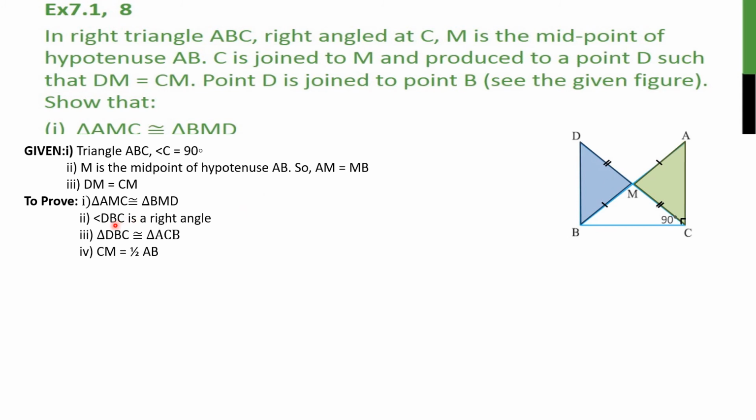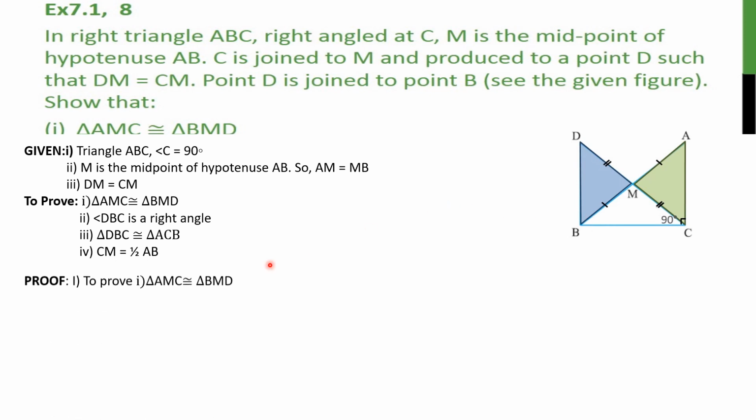Next, you are asked to prove angle DBC is a right angle. Given angle C as 90, they are asking you to prove that angle B is 90 degrees. For proving angle B is 90 degrees, I told you by CPCT take DB is equal to AC from the previous congruency proof, and angle D is equal to angle AMC. Since the alternate angles are equal, lines are parallel. If lines are parallel, then angle C plus angle B is 180. If C is 90, B is also equal to 90 degrees. So the second condition also we have proved.